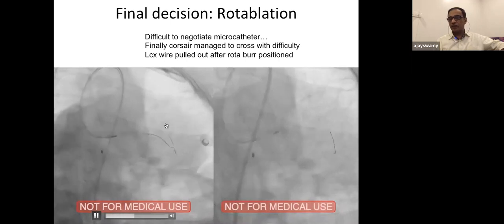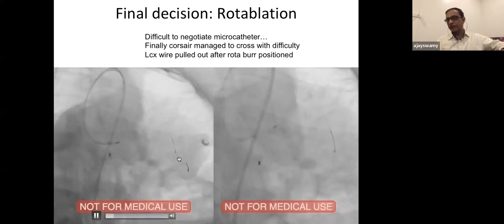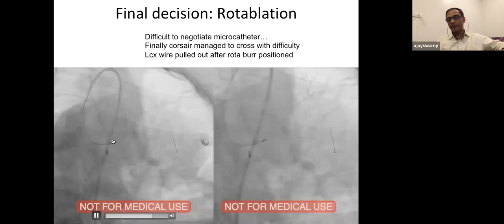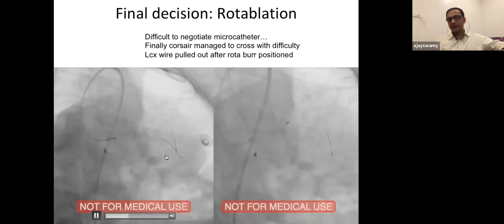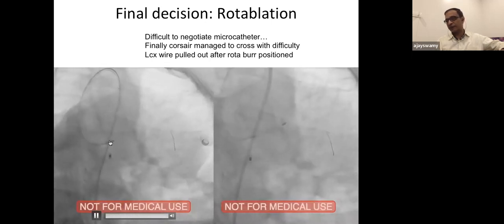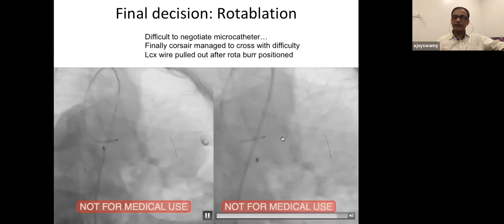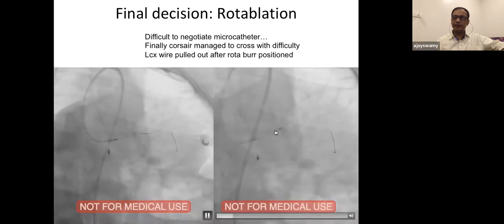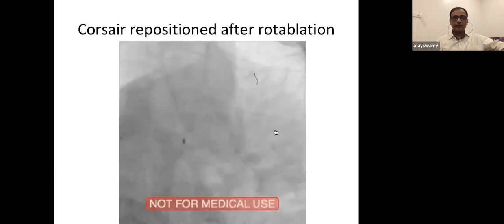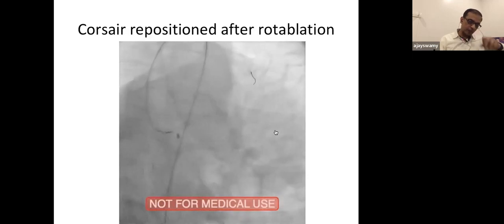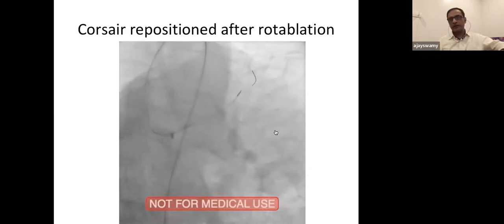It's only after the rota wire was positioned in the distal LAD through the microcatheter, and we managed to take the burr up to the ostium of the left main, that we actually pulled out the circumflex wire, because we still had other options to back up in case this didn't work. But once we were able to do that, we burred through the distal left main into the proximal LAD without much of a problem. We managed to finish the rotablation. The Corsair, as you can see now, this time has absolutely no problem in going across into the mid to distal LAD.